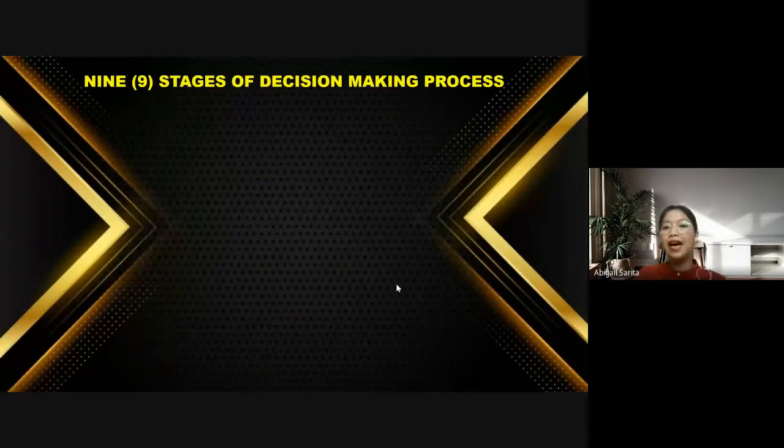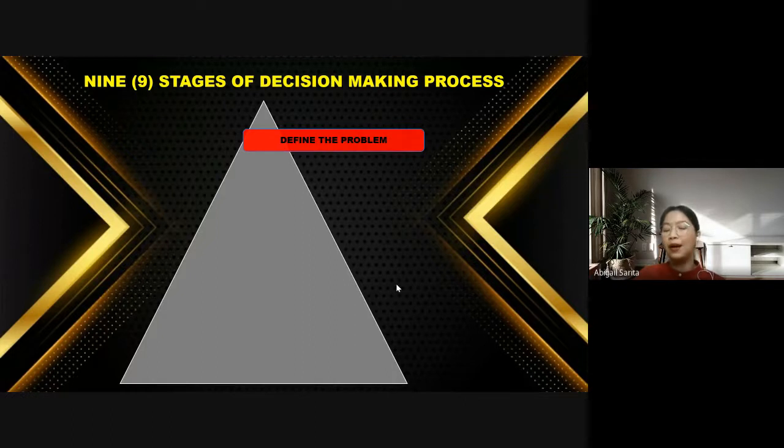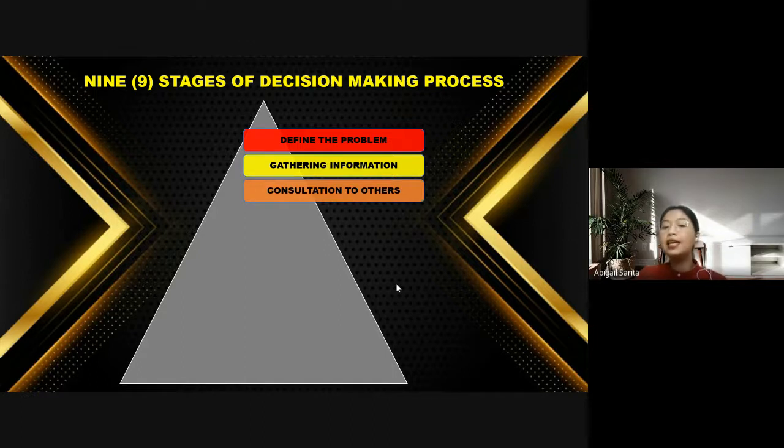Next, we have 9 stages of decision-making process. So the 9 stages are, define the problem. When we say define the problem, class, aalamin mo muna yung problema. Saan ba nagmumula yung challenges or yung problems that you need to solve. Second, gathering information. You will do research, you will do feasibility study, kukunin mo yung mga informations related to your problem. Once you gather the informations, last, consultation to others. Hihingi ka ng payo or ng advice sa other people na alam mong matutulungan ka nila dun sa problem mo in terms with your business or in terms with your services.